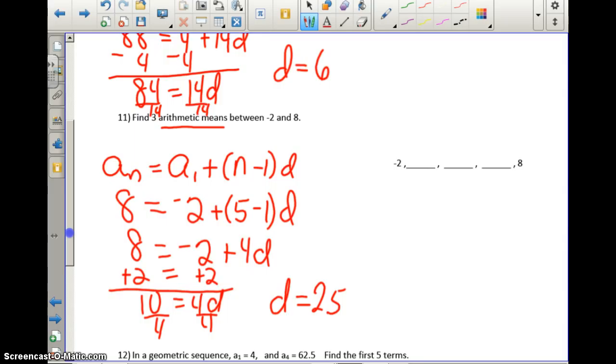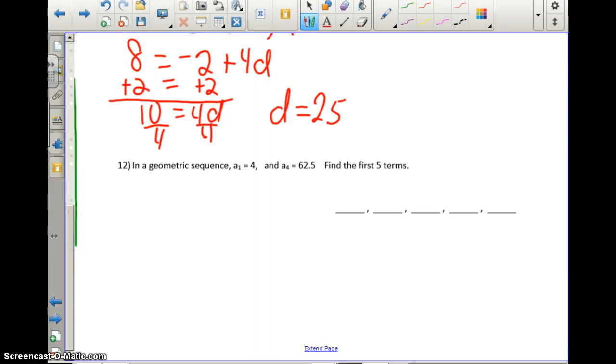So once I know that my common difference is 2.5, negative 2 plus 2.5 gives me 0.5. 0.5 plus 2.5 gives me 3. And then add another 2.5 to that. I have 5.5. Add 2.5 to that, and I'm at 8. So it worked out perfect.